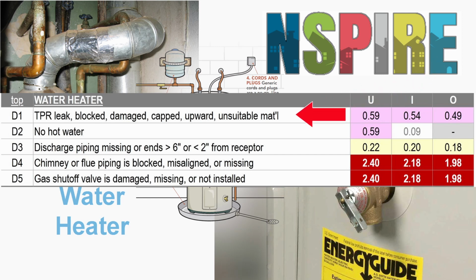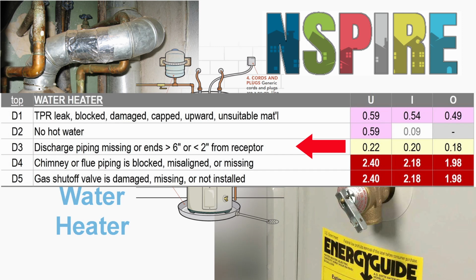Deficiency 1, temperature pressure relief valve is blocked, damaged, capped, has upward running pipes, is made of unsuitable materials. This is a severe deficiency across all 3 inspectable areas. Deficiency 2, there's no hot water. This is severe in a unit. It's low severity inside. It's not applicable outside.